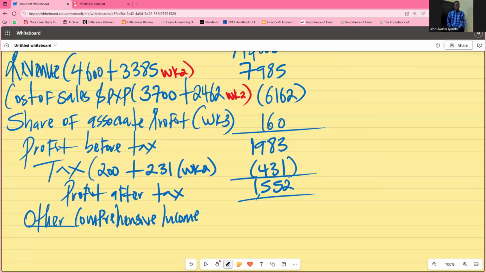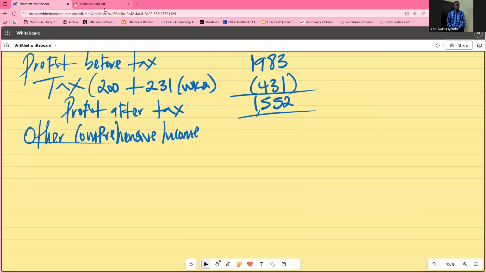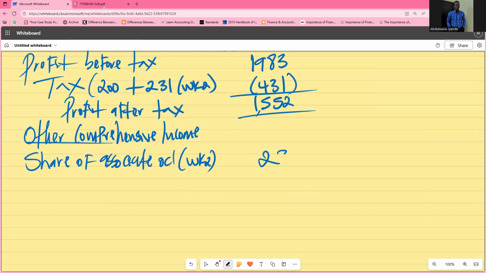So in other comprehensive income, what are we now going to do? Don't forget, which is very, very important, that we just finished in working three now. Share of associate OCI. So you bring it here. Write it in full, working three, and that is that 28.